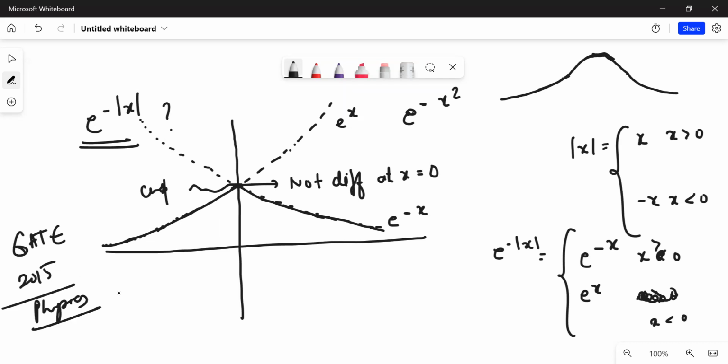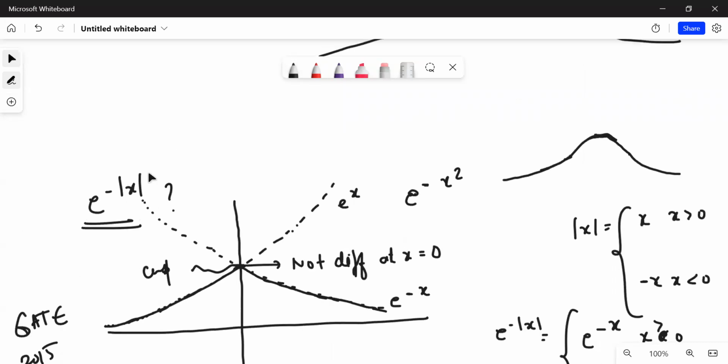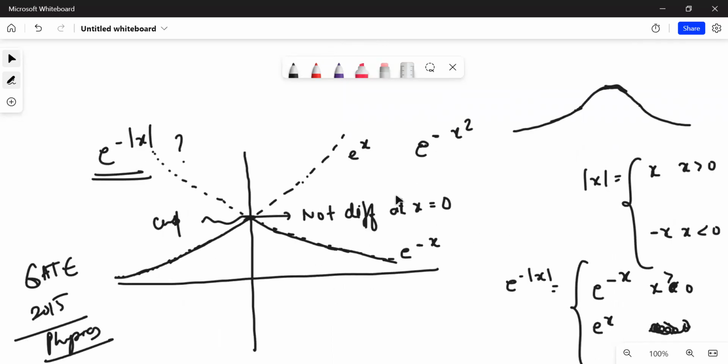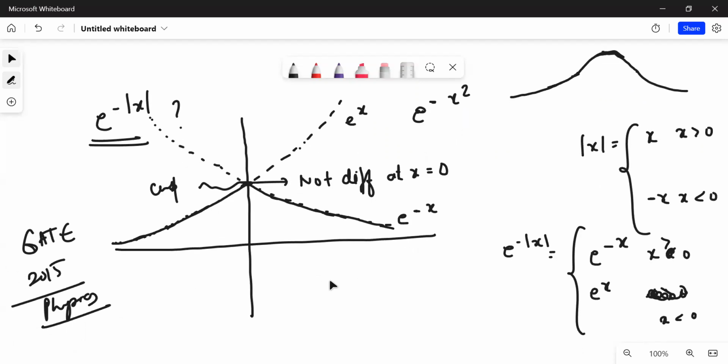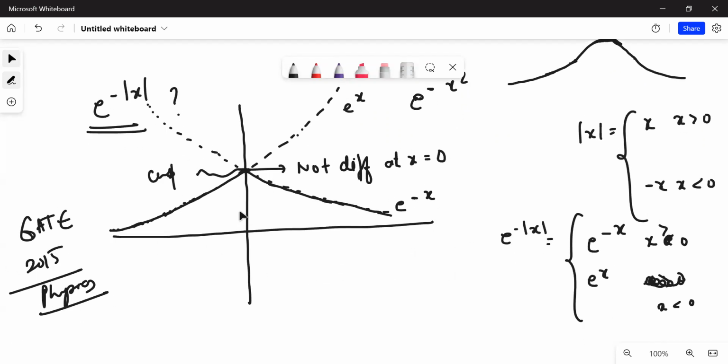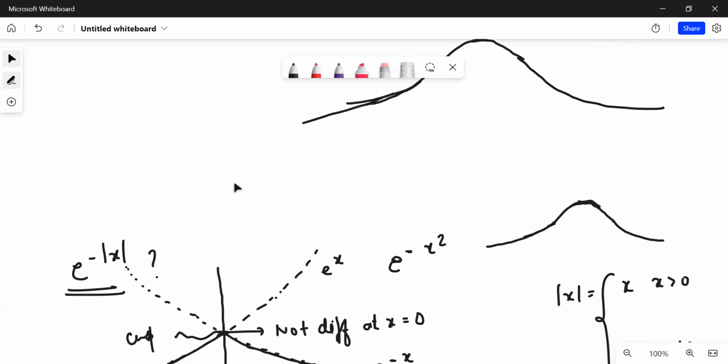Graph, there were two questions. A function was given to you, f of x equals e to the power minus x, and another function g of x equals e to the power minus x squared, and it was asked whether the function is continuous, differentiable, and all those things. It was asked in GATE 2015 itself. So you just remember these, just understand all these things. Is that clear to you, or is that not clear?